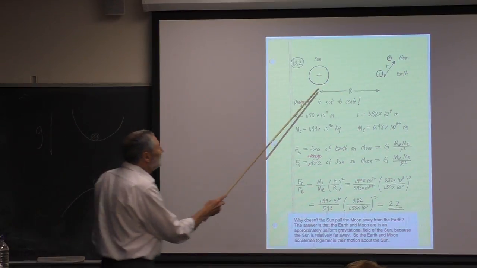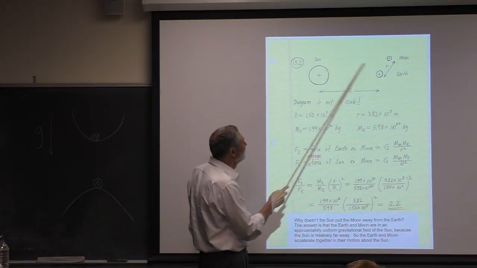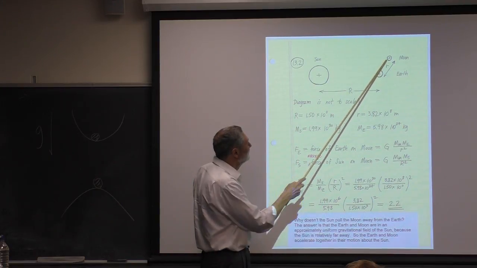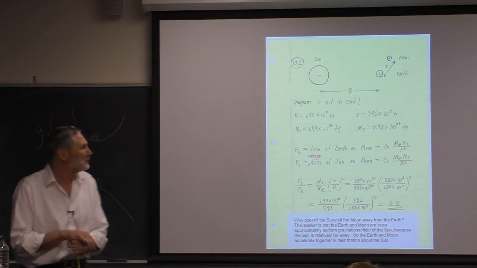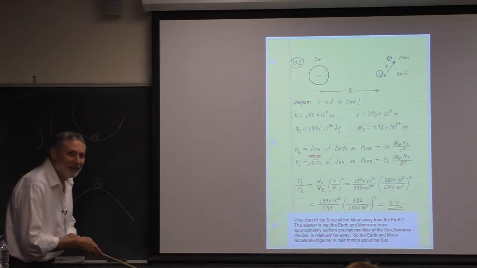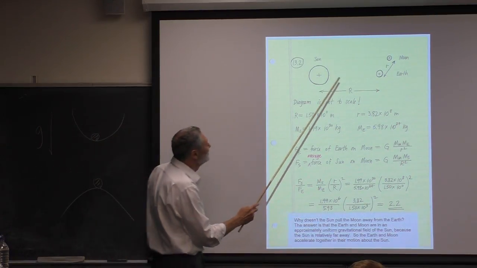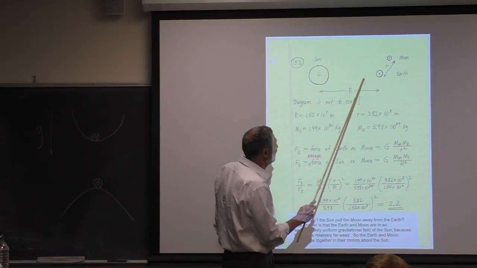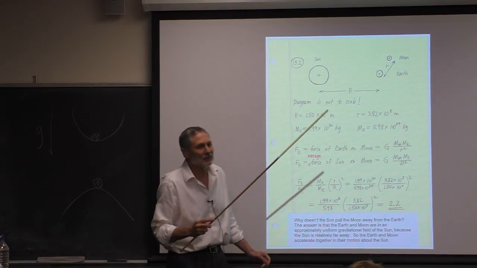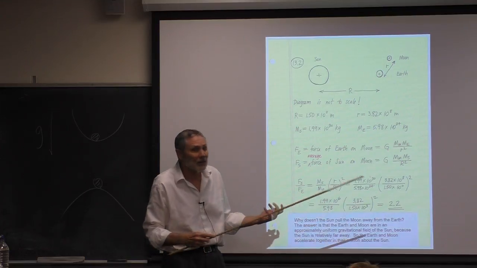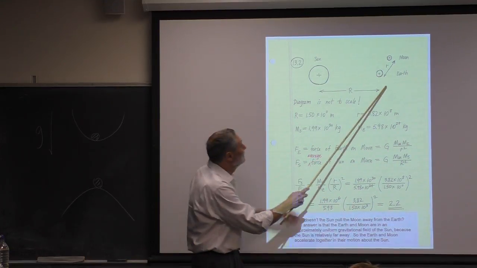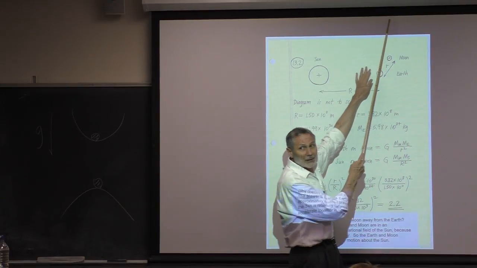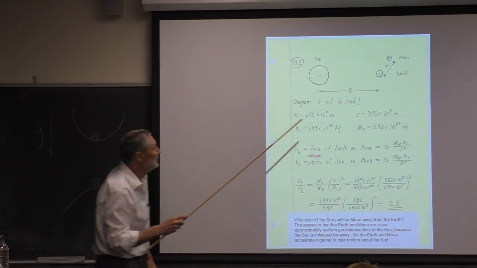This force is greater than this force, so why doesn't the sun pull the moon away from the Earth? Well, first of all, you have to realize that it is pulling on the moon, because they're both moving around the sun. Otherwise, they'd just move off in a straight line, right? So the sun is pulling on the moon.